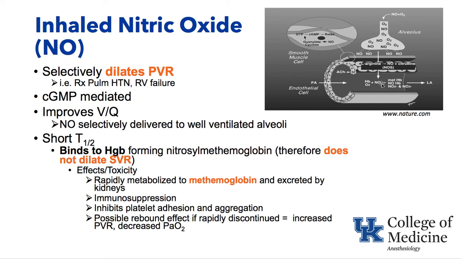Other side effects of nitric oxide, other than methemoglobinemia, are immunosuppression and platelet adhesion and aggregation inhibition, and it's not usually wise to turn off nitric oxide from relatively high levels to totally off in a short period of time, because a rebound effect can occur. For example, if you're at 40 parts per million and shut it off, you could get an increased pulmonary vascular resistance and decreased PaO2 as a rebound effect.